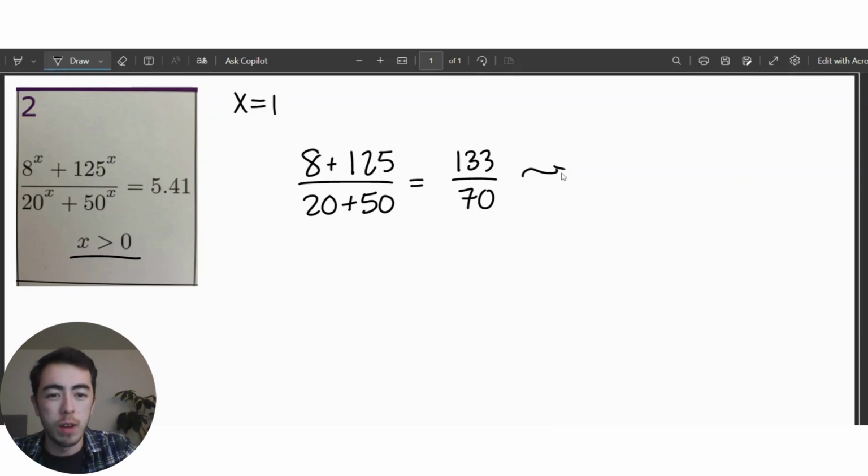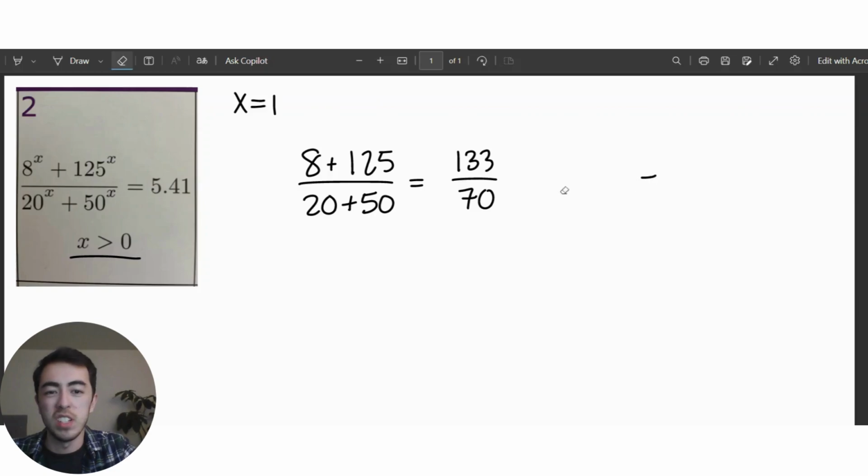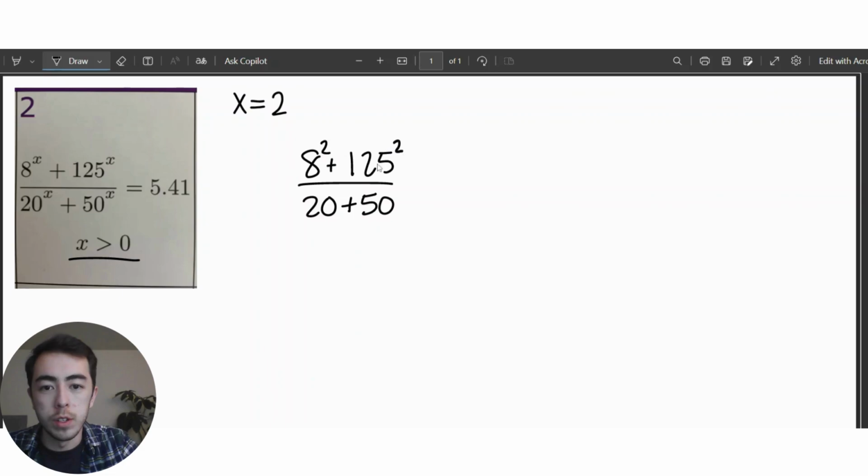I know that if I round up, I get 140 in the numerator. And I can tell that 140 divided by 70 is 2. So if this is 2, then this number is a little less than 2, and so there's no way that this could be 5.41. So x equals 1 doesn't really seem to work, so let me try the next number. And I would just try 2 next, honestly, because it's just the next number after 1, and then maybe I'd figure out some pattern here. So let's try it when x is equal to 2.